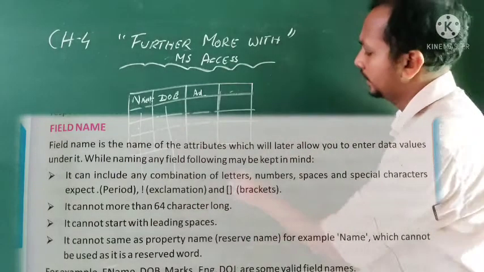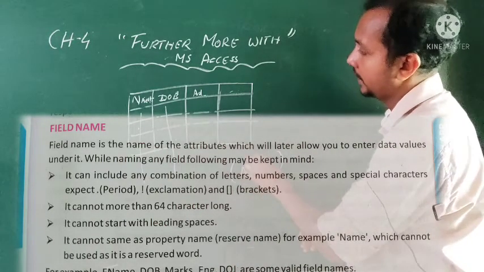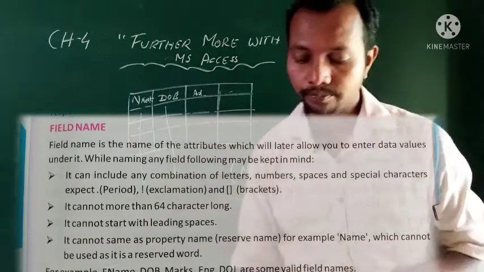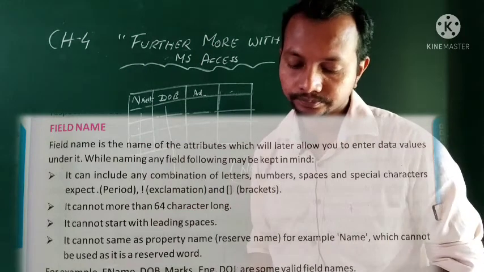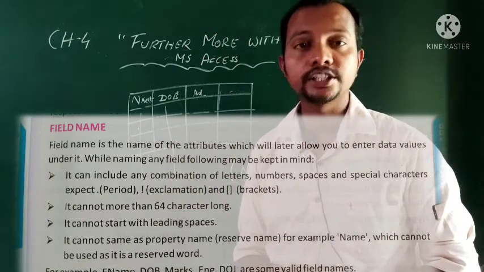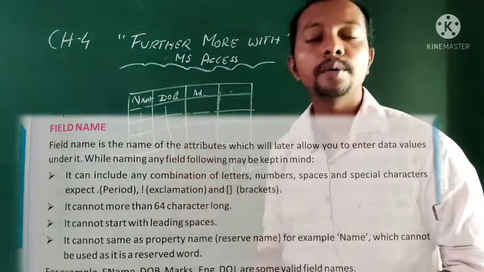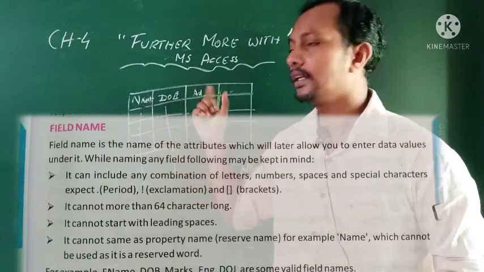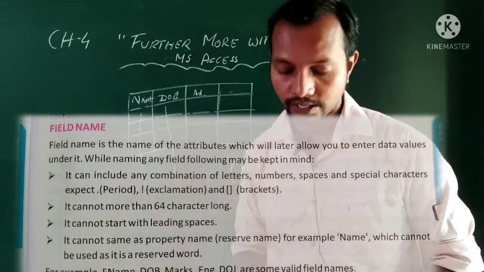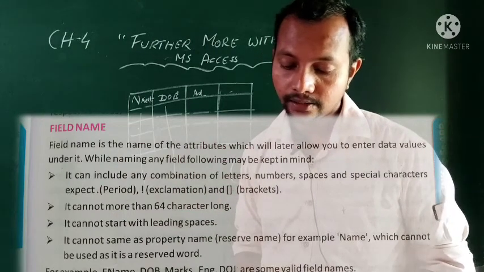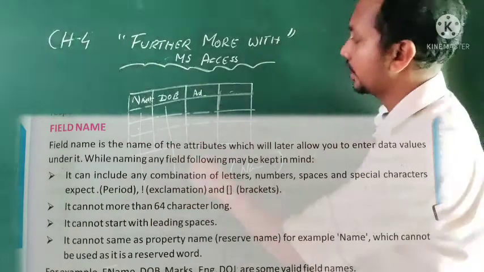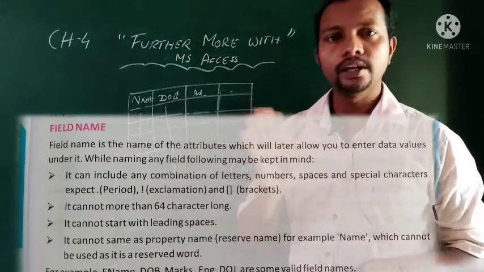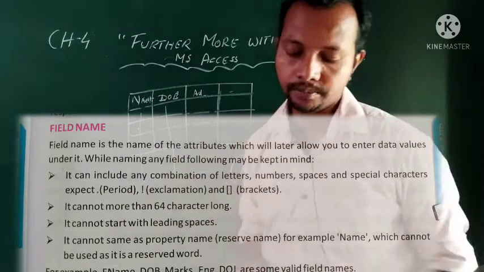Suppose I write name here and give a bracket, it won't accept, it will say there is an error. Another rule is that it cannot be more than 64 characters. NAME, how many characters? Only 4 characters. So whatever field name we want to write should not be more than 64 characters, dear friends. Then it cannot start with a leading space. Suppose I wanted to write name here, but before that I gave a space, kept some gap. It will not accept. No space at the start of the field name.